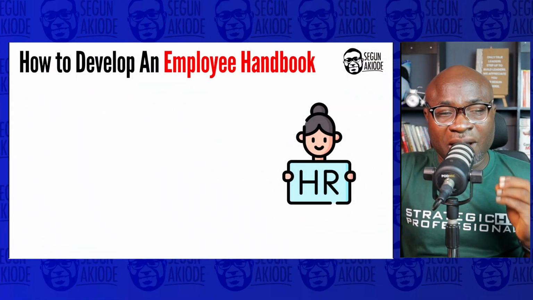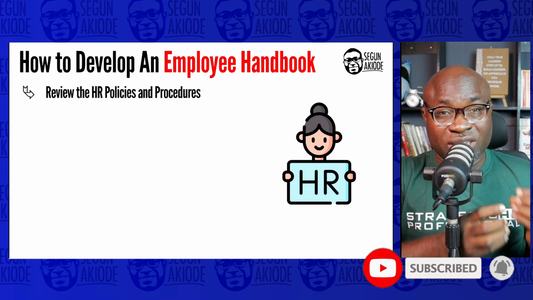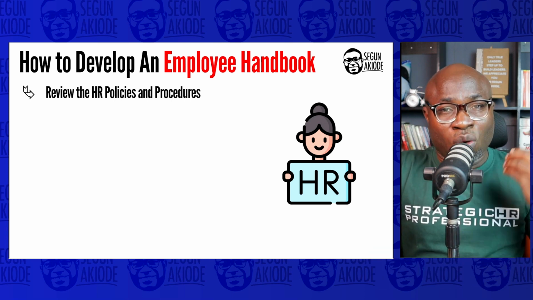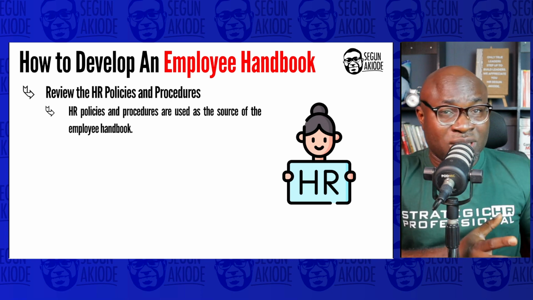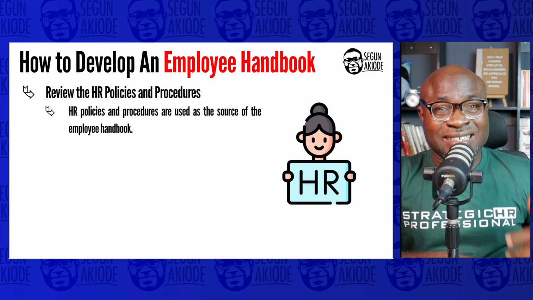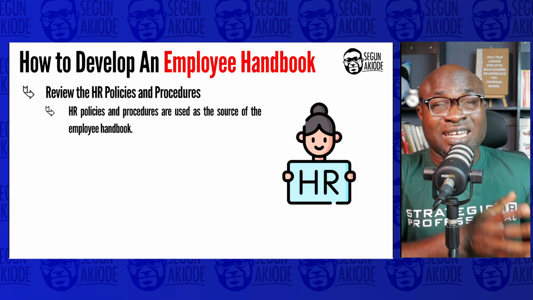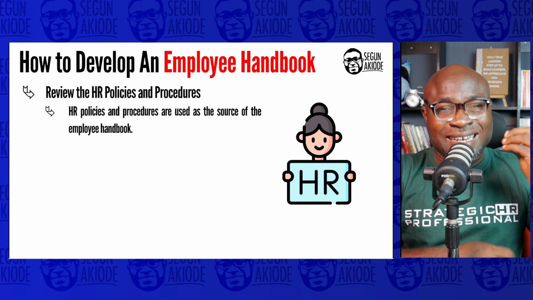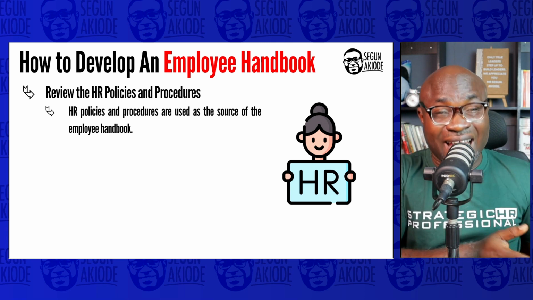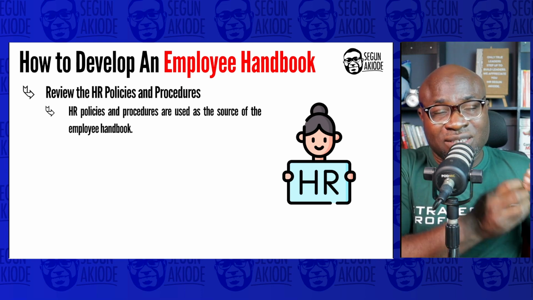How to develop an employee handbook. The starting point in developing an employee handbook is to review your HR policies and procedure. Owing to the fact that your HR policies and procedure is used as the source of the employee handbook, that is, the miniature version of your HR policies and procedures is what is contained in your employee handbook. And the expectation is that your HR policies and procedures will be in line with employment laws and regulations so that there are no compliance issues.